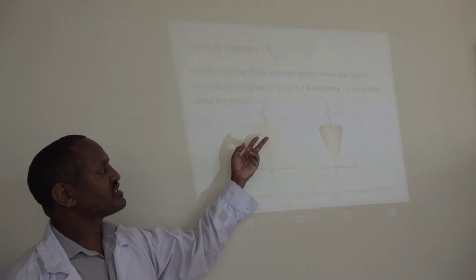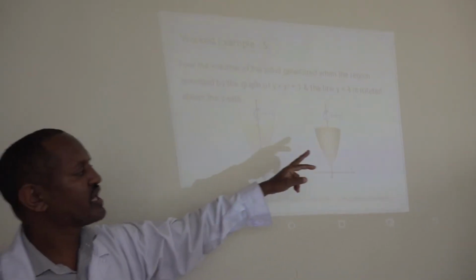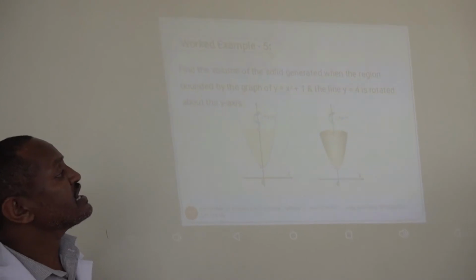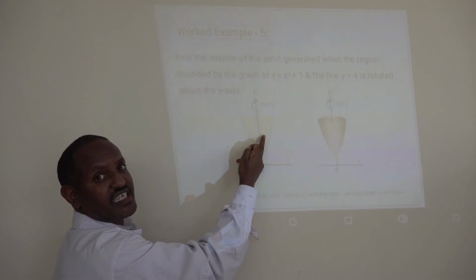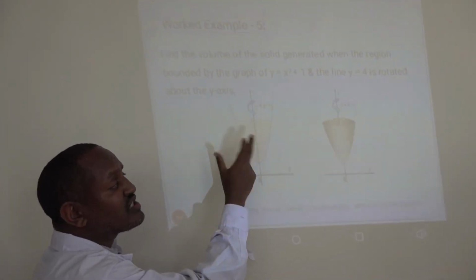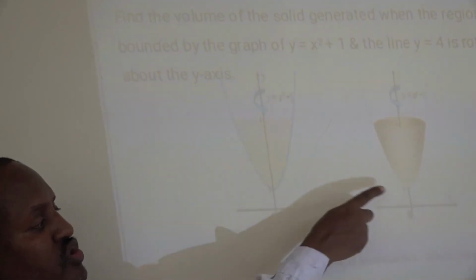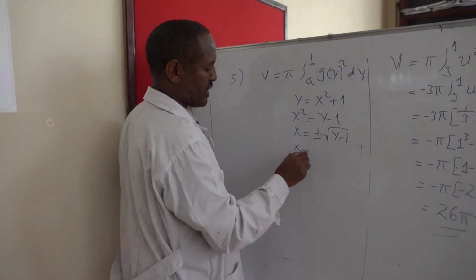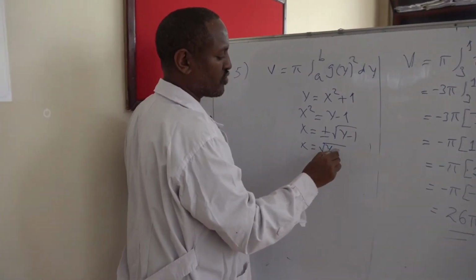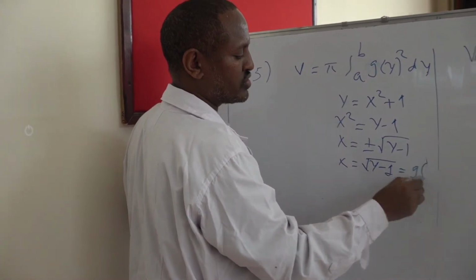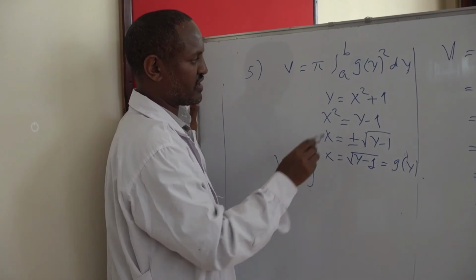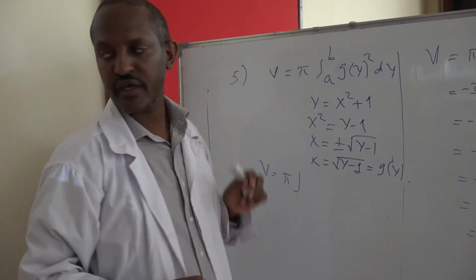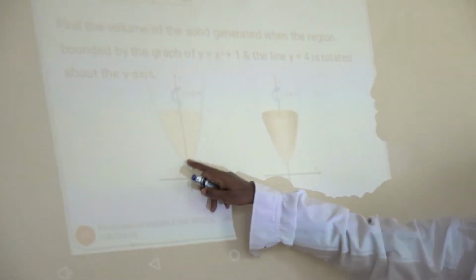after revolving this region about the y-axis, we'll have such a solid figure, and if we revolve only this part of the region, that is found in the first quadrant, about the y-axis, we'll have the same solid figure. Therefore, we can take simply x to be equal to the square root of y minus 1, and we usually call it g of y. So volume will be pi times integral from a to b, in our case, from 1 to 4.